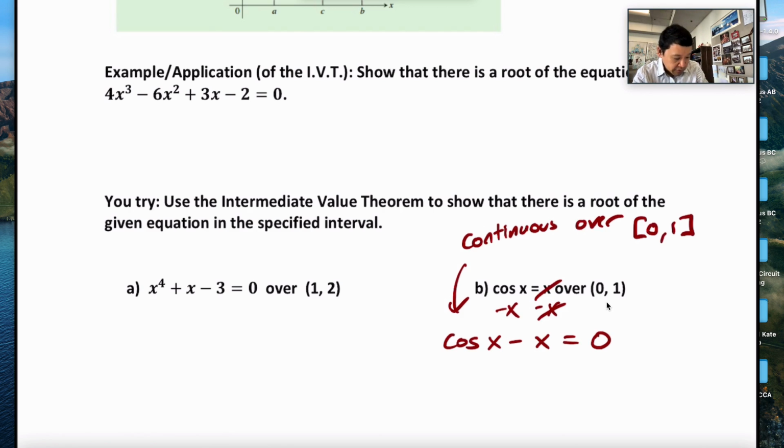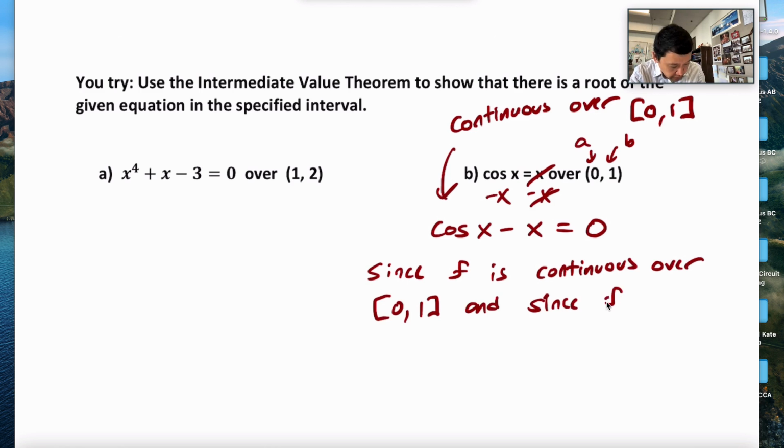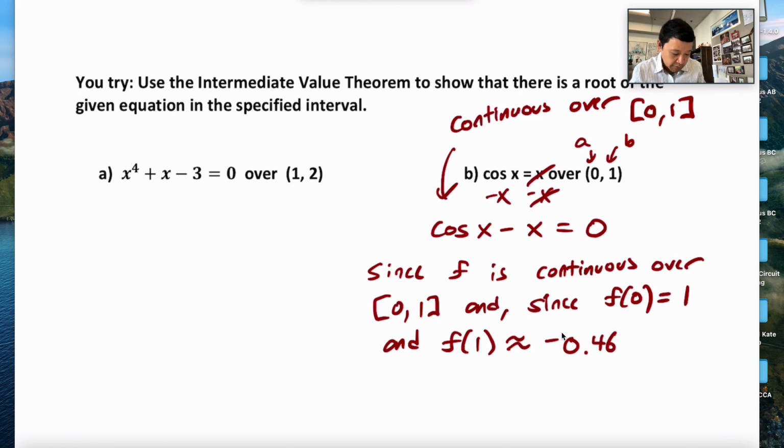So now let's think about this. This is your a, your starting x value, and this is your ending x value. Since f is continuous over the closed interval 0 to 1, and since f of 0 is equal to cosine of 0 minus 0, which would just be 1 minus 0, which is 1. And f of 1, as far as I recall, was about negative 0.45, but let me double check it here. Make sure your mode is in radian mode to evaluate this trig equation. So cosine of 1, subtract 1 from it, and you get about negative 0.4596, about negative 0.46.